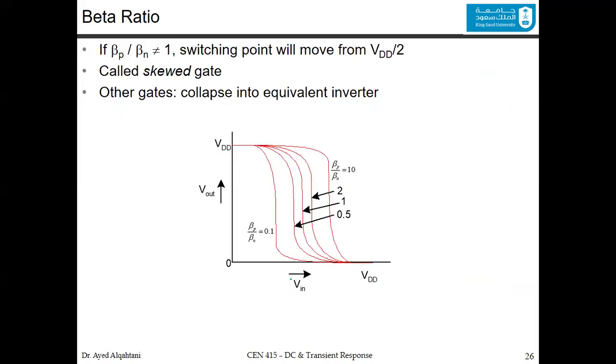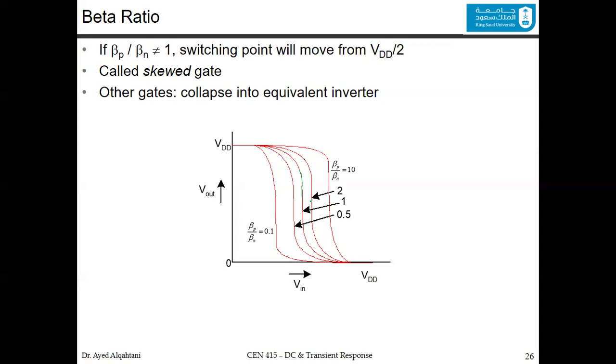If they are not equal, beta P divided by beta N is what we call the beta ratio. If beta P divided by beta N is not equal to 1, then you have what we call a skewed gate. And you can look at it. This curve here is the one where the beta ratio is equal to 1, where beta P is equal to beta N, which is the one that we discussed and the one that looks nice.